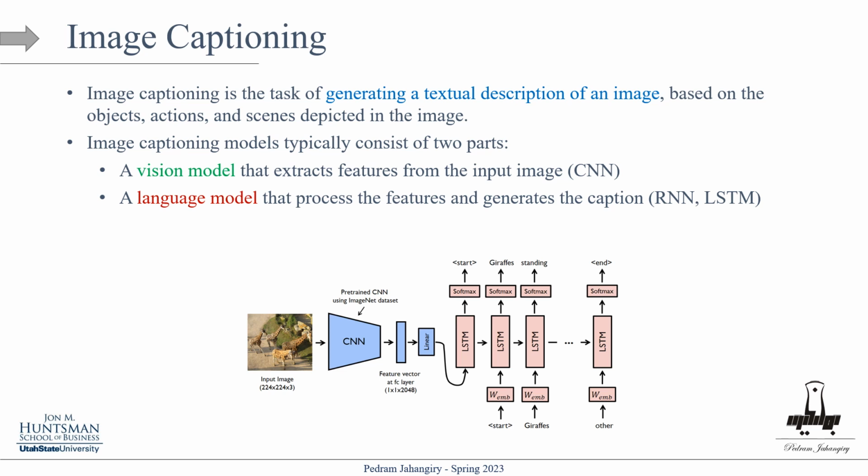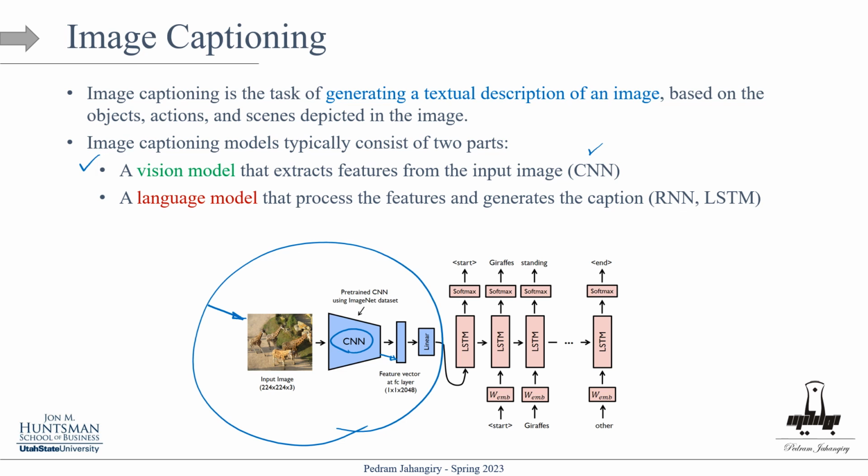So there is a visual model. The visual model, typically we can use a CNN, and this visual model is going to extract features from the input image. So this is your input image, let's say 224, 224, 3. We're going to pass it to a CNN, extract features, and flatten those features. So this is the computer vision part, or the visual model.